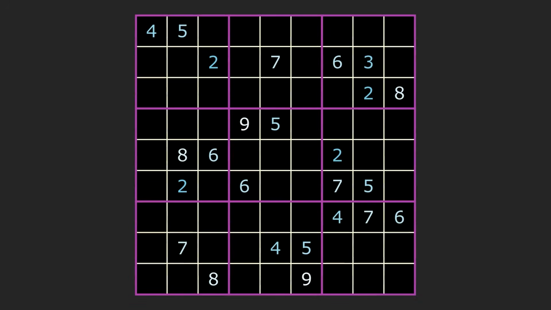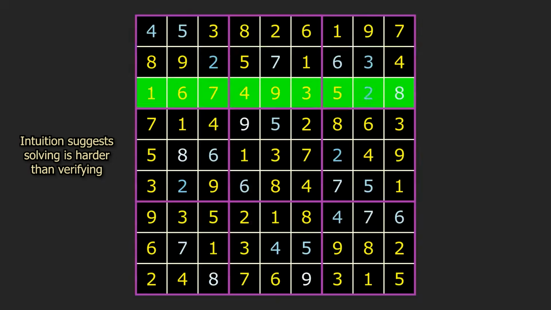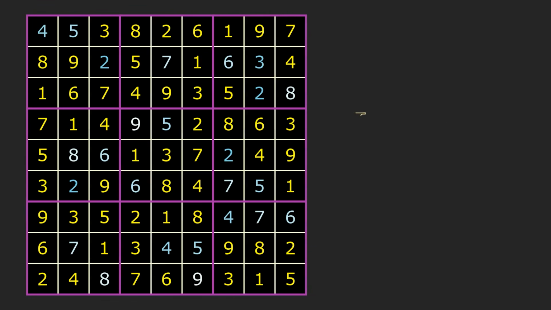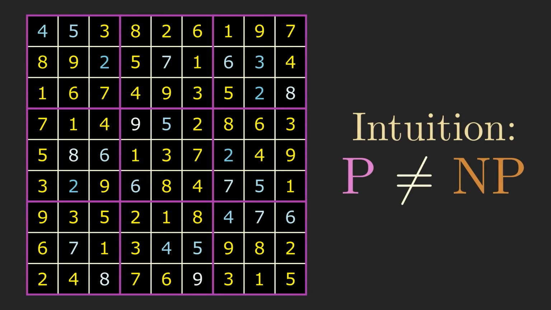Take a moment to really let that sink in. If this were true, it would mean the ability to simply recognize a solution to a problem would mean you could solve it. For example, here's a sudoku puzzle. Our intuition would say that solving the puzzle from scratch would probably be a lot harder than checking that the solution is valid once everything's filled in. In other words, our intuition is that P is different from NP.